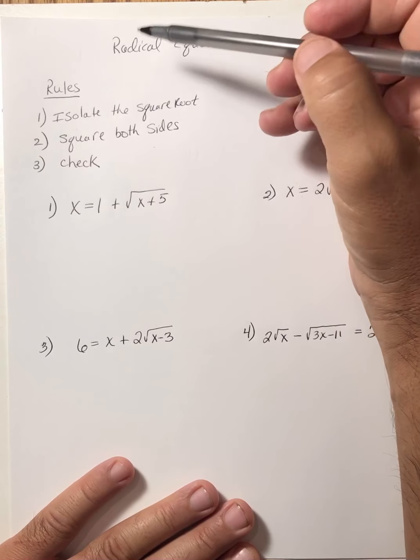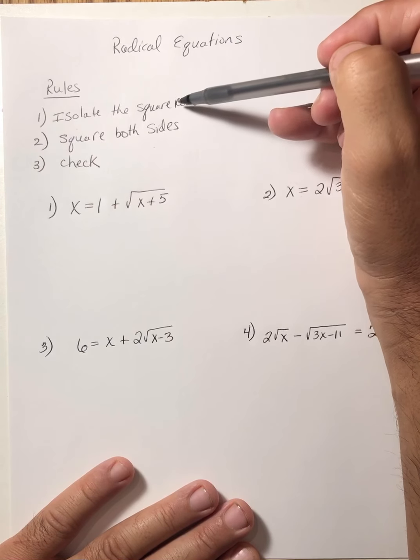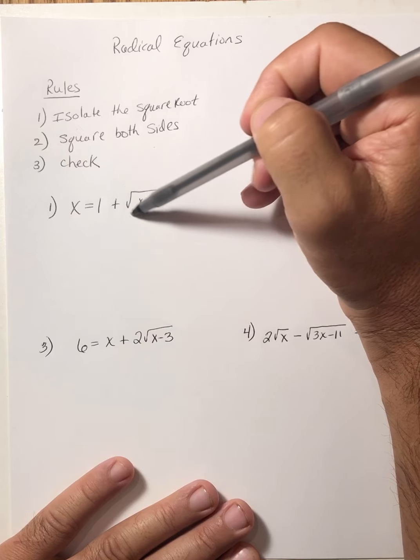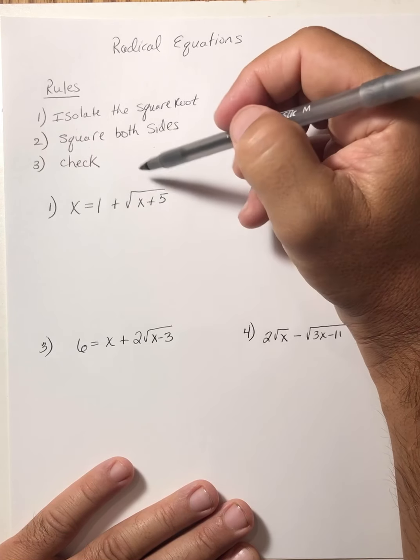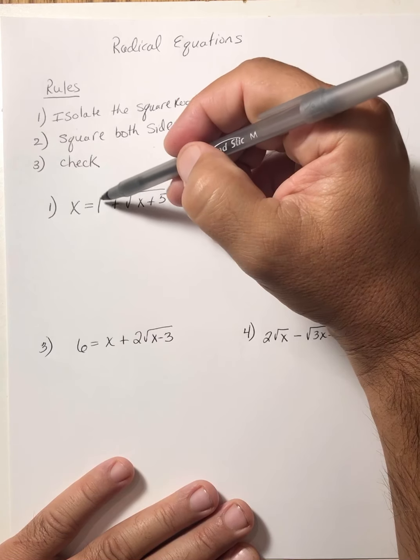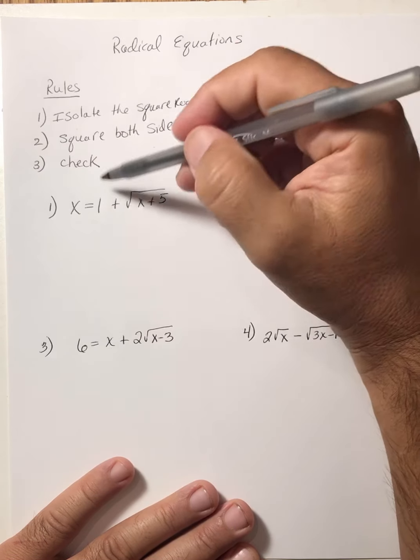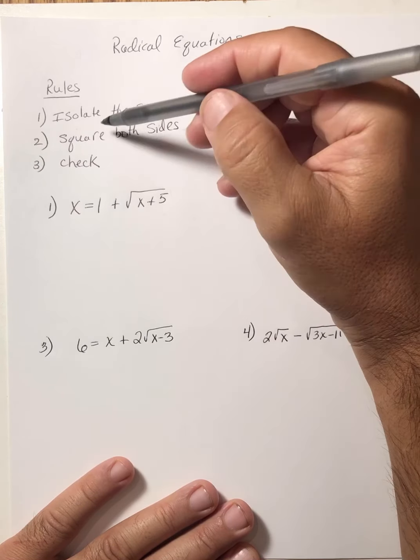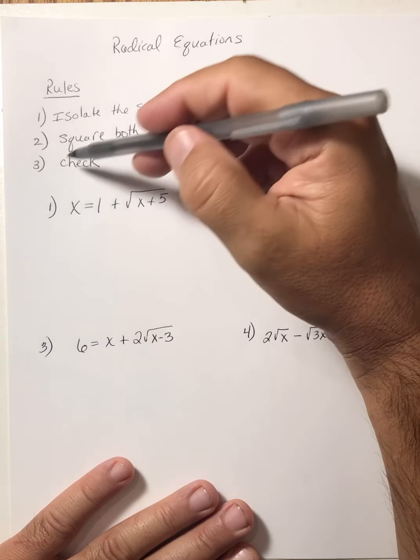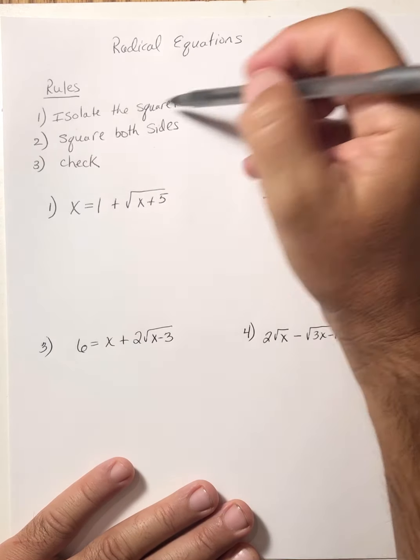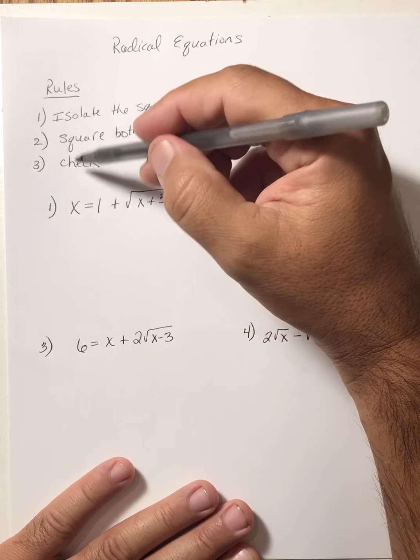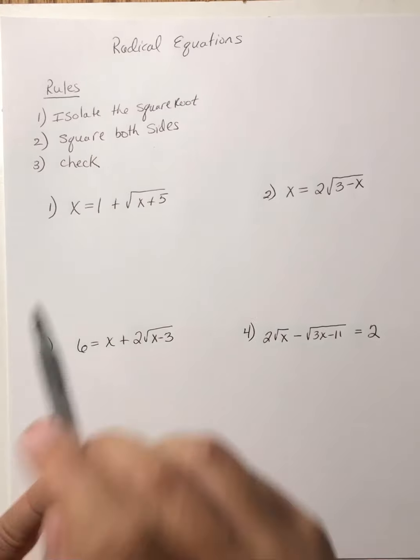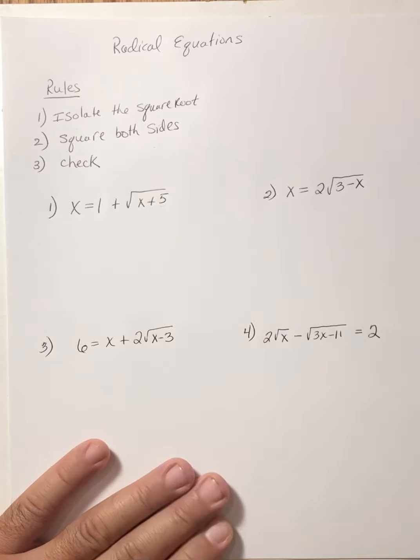In order to solve radical equations, one, we have to isolate the square root. We have to get this square root all by itself. Can't have it on both sides. You can't have it with another piece on the same side. Then we're going to square both sides, and then we have to check. So isolate the radical, square both sides, check.